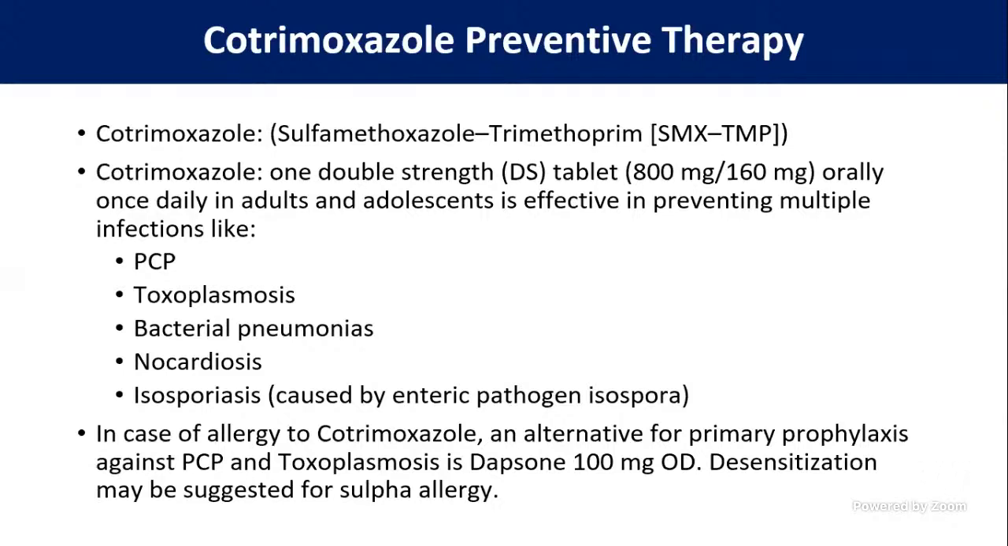They are PCP, toxoplasma, bacterial pneumonias, specifically nocardia, and isospora. So these are some of the infections that could be prevented by primary prophylaxis with cotrimoxazole. And whenever there is an allergic reaction to cotrimoxazole, we have an alternative in dapsone 100 milligrams OD, and desensitization may be suggested for sulfa allergy. We see the next slide.